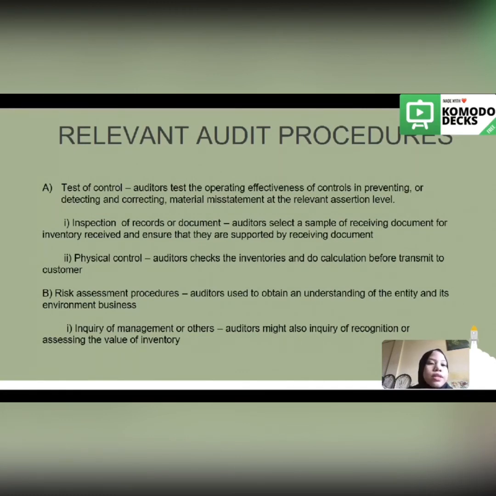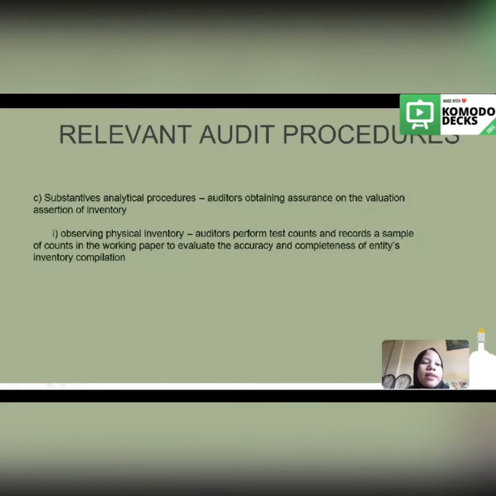Second is risk assessment procedures. Auditors use it to obtain an understanding of the entity and its business environment, for example, inquiry of management or others. Auditors might also make inquiries of specialists for assessing the value of inventory if they do not know how to value the inventory. Last is substantive analytical procedures.